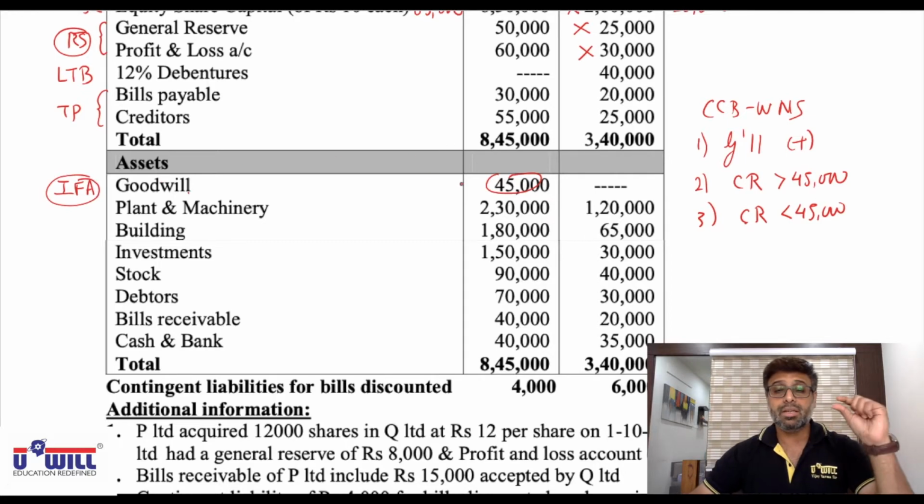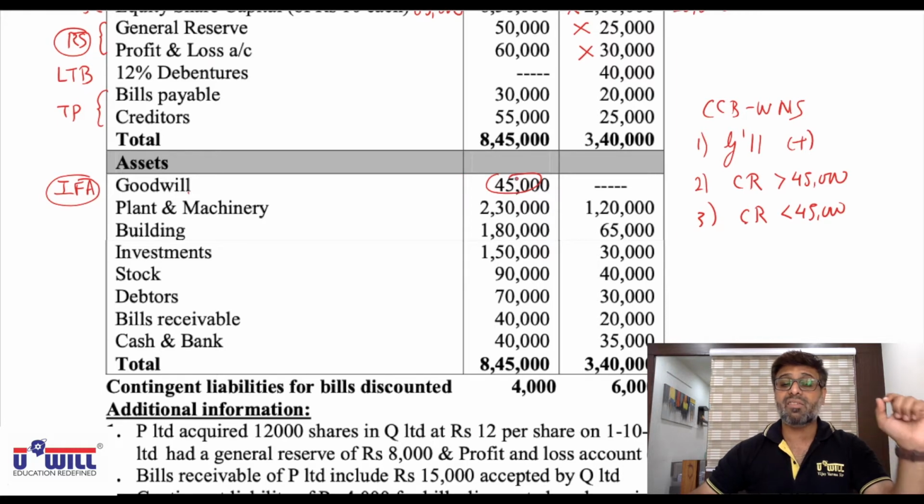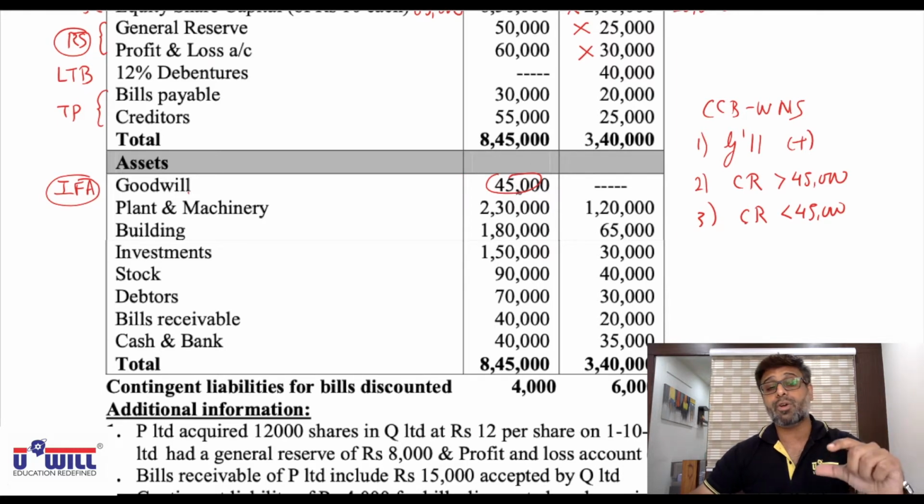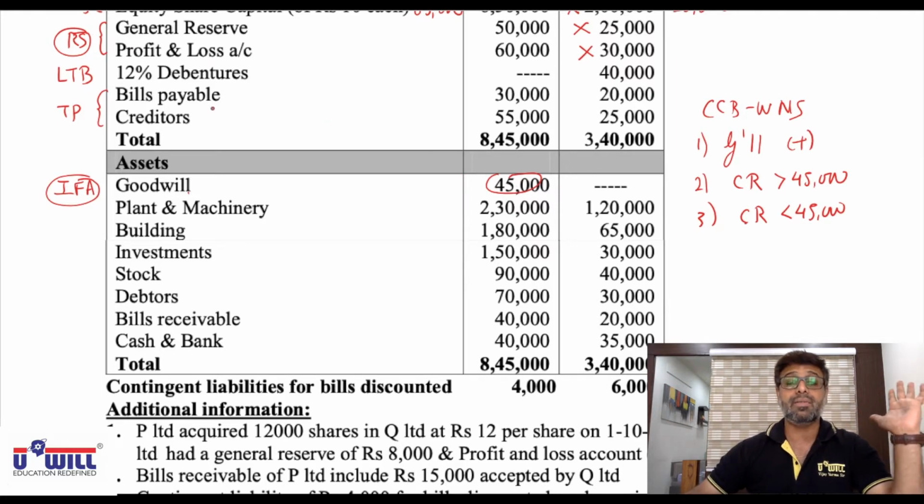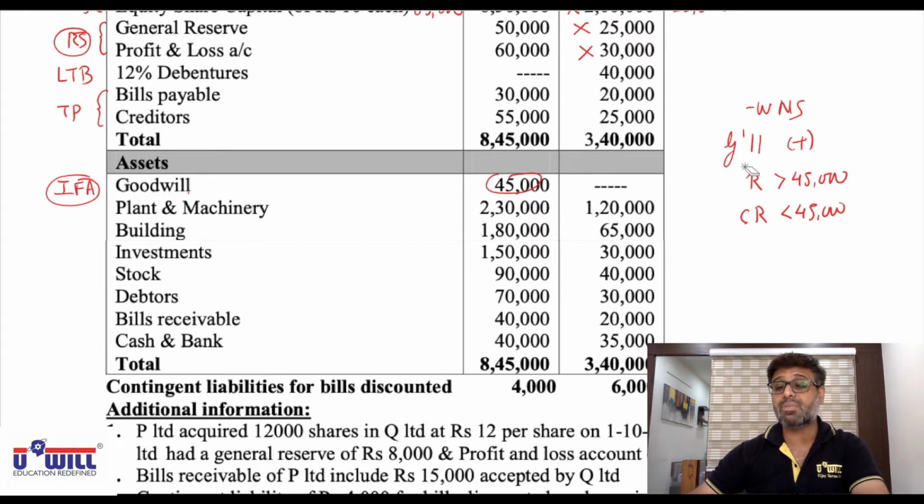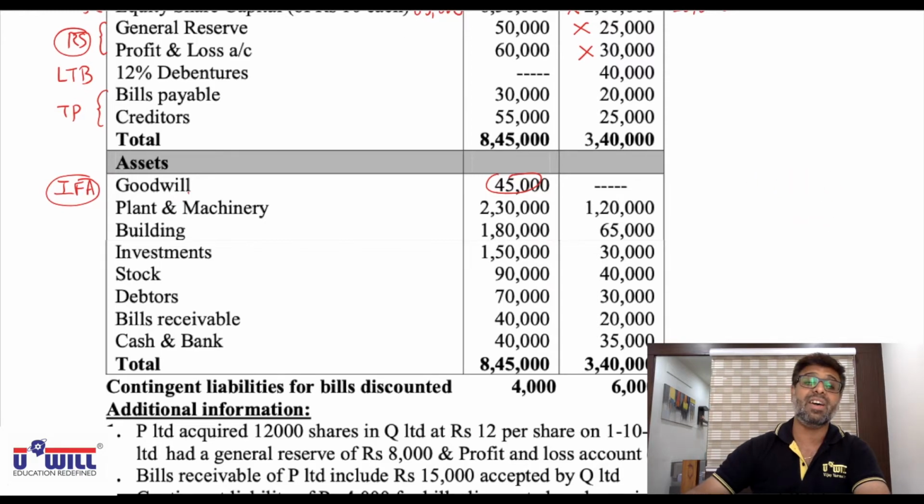It means the smaller amount you minus from the bigger amount. So if you get capital reserve more than 45,000, then the smaller amount 45,000 you minus from capital reserve in reserves and surplus. And if you get capital reserve less than 45,000, then goodwill 45,000 is the bigger amount. So capital reserve you minus from goodwill in intangible fixed assets. So 3 things are possible. We will see what situation we get when we make working note 5.